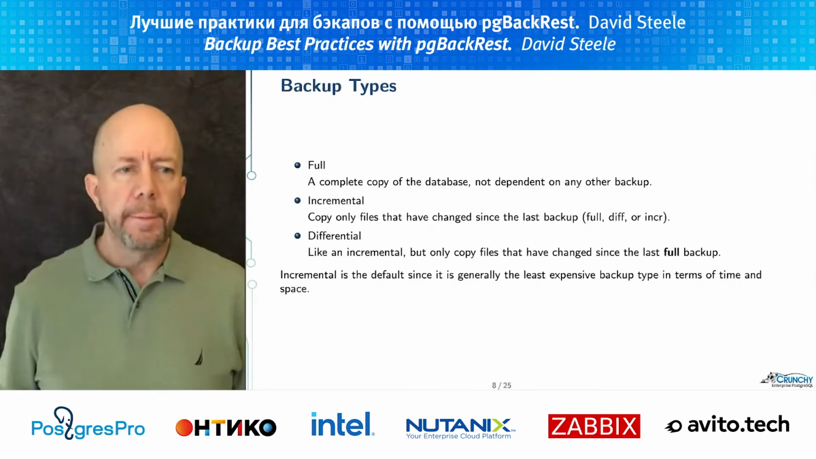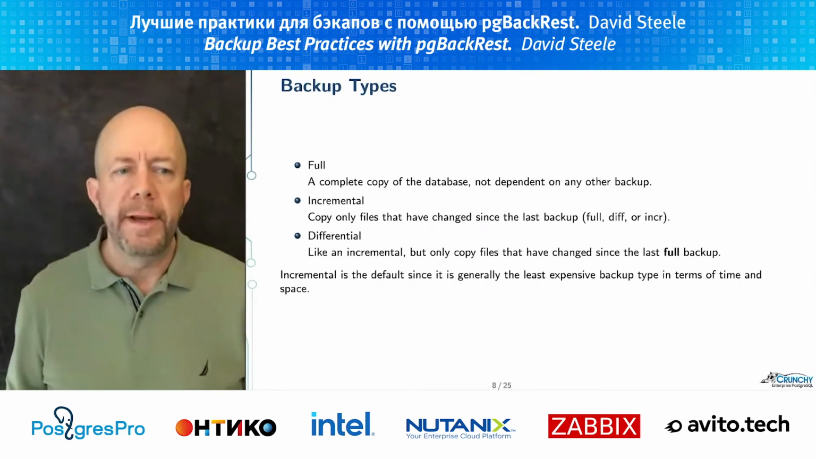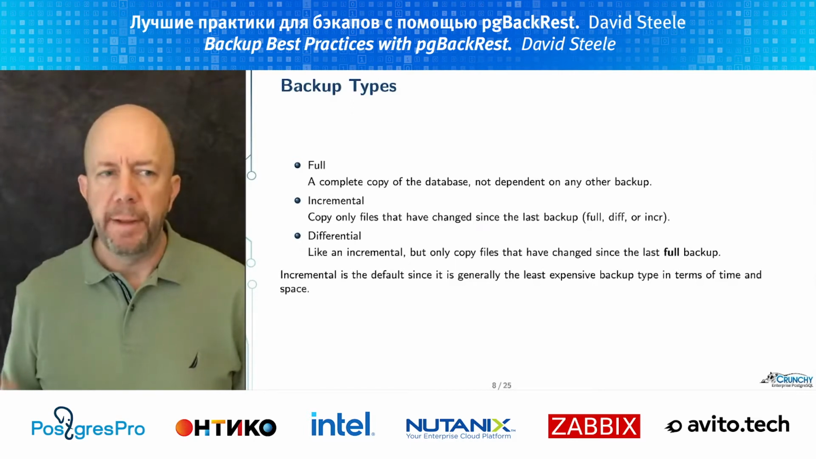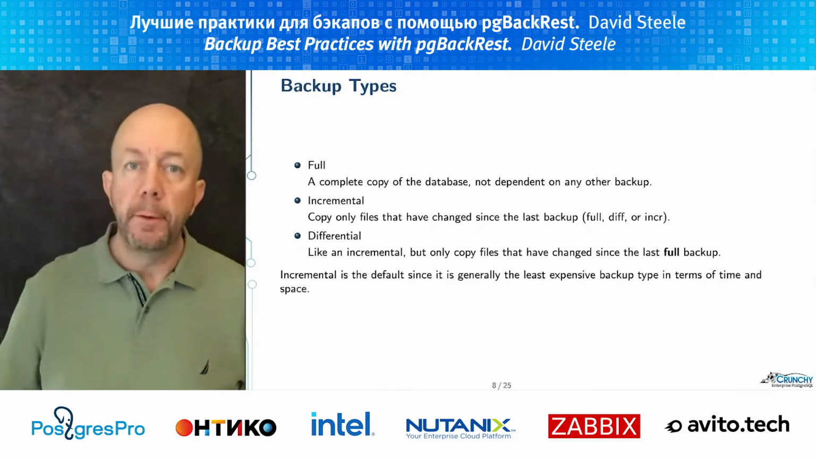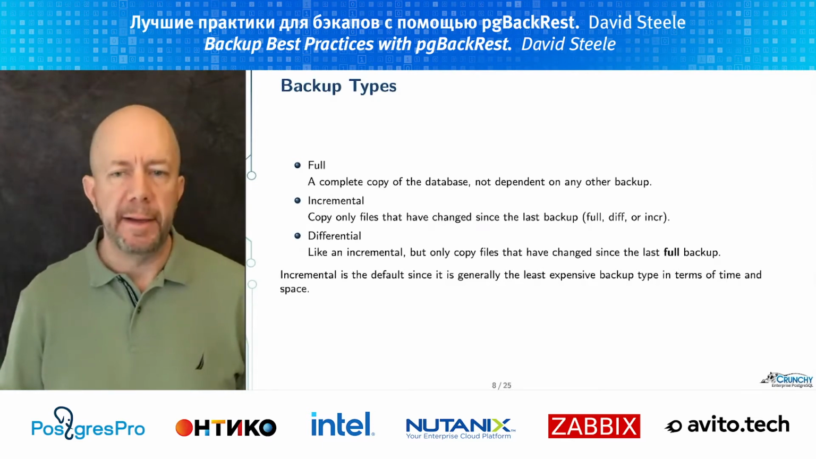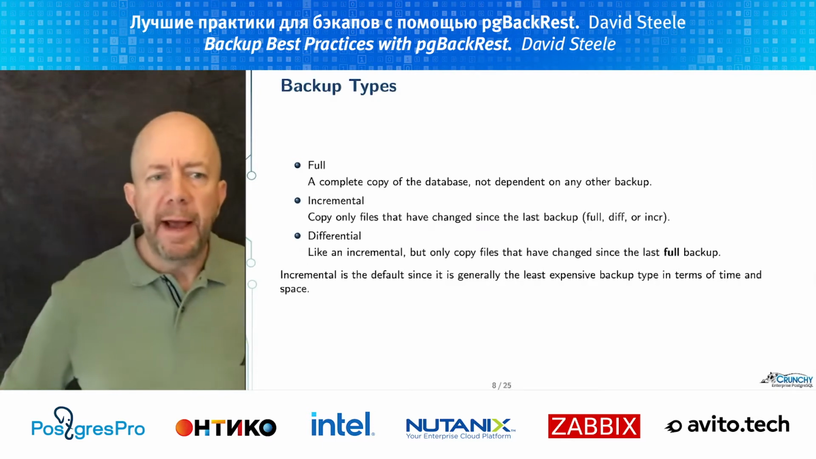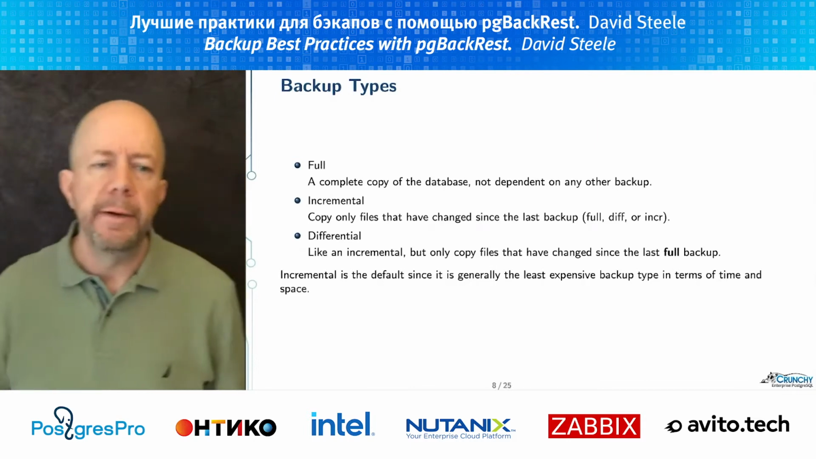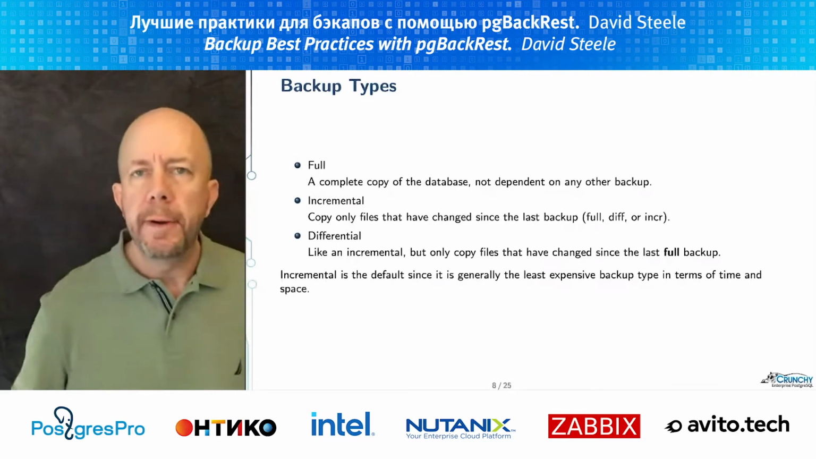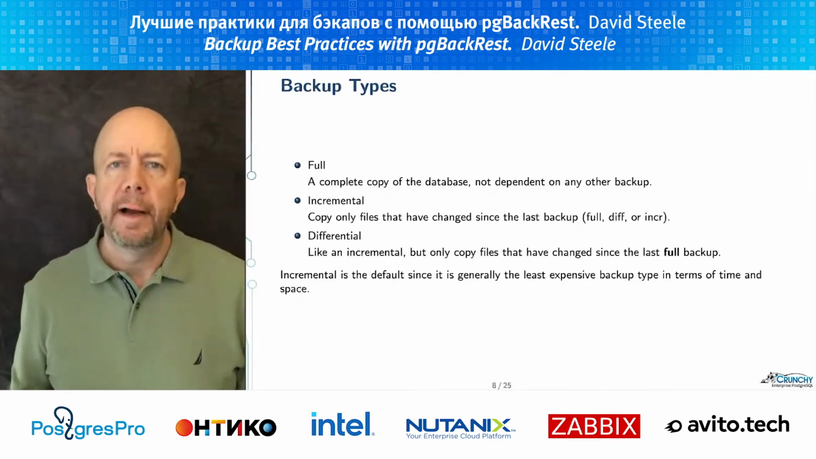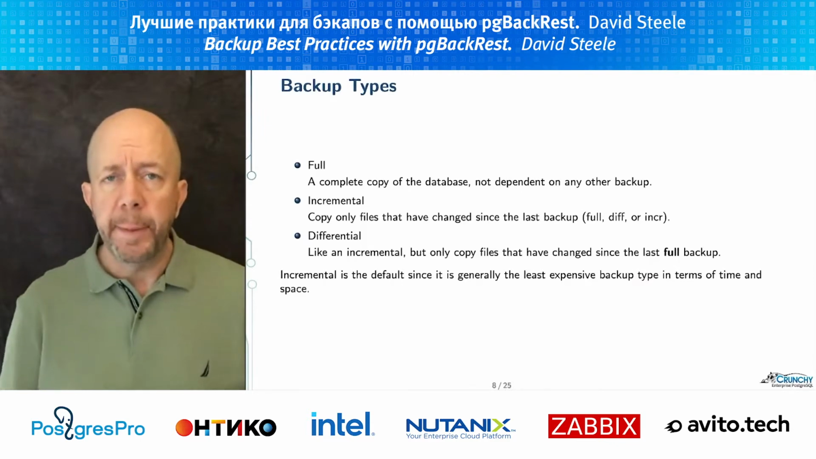The next one is incremental, and in this case, we only copy the files that have changed since the last backup. And that last backup can be full, differential, or incremental. So an incremental can be based on the prior backup, can be anything. And then the last one we have is a differential. Now, a differential is really just like an incremental, but it's always based on the last full backup. And the big advantage of differentials is they can be expired independently.